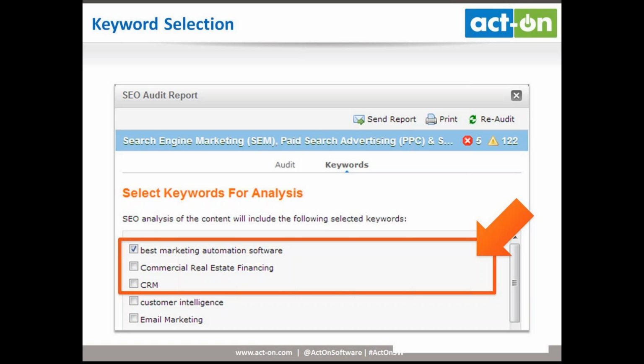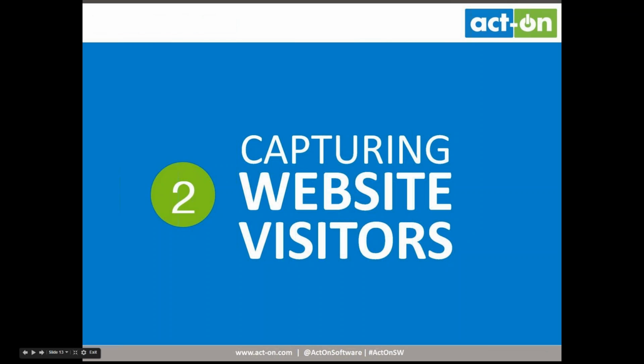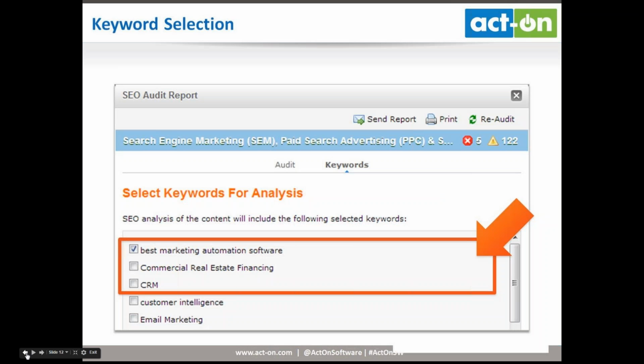Just by way of example, as we're searching for a particular keyword inside the tool for analysis, we choose those particular keywords and phrases that we want to be found for. The tool goes through that specific page and offers up suggestions, errors, and warnings.